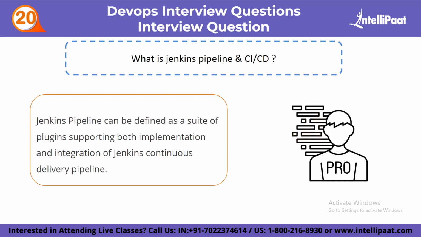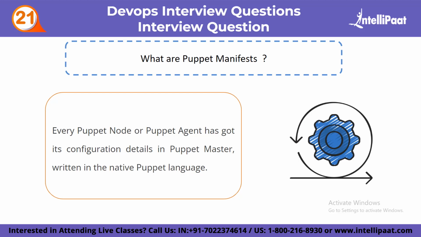Now let's move forward and discuss the next question. The next question is, what are Puppet manifests? So, this is one of the most important interview questions which can be asked by the interviewer, and you can answer something like this. Every Puppet node or Puppet agent has got its configuration details in Puppet master, which is written in native Puppet language. These details are written in a language that Puppet can understand and termed as Puppet manifests.